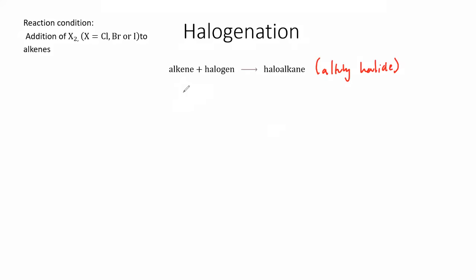Now you need to understand what halogens are. Halogens are group 7 elements in the periodic table. So halogens, we're talking about elements such as chlorine or bromine or iodine or even fluorine. So an alkene plus a halogen, chlorine, bromine, iodine, fluorine. If you add an alkene to a halogen, you're forming a haloalkane.